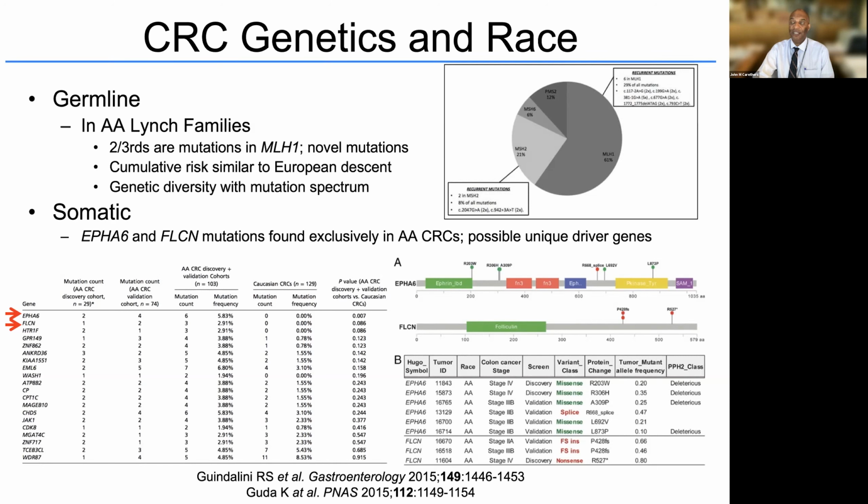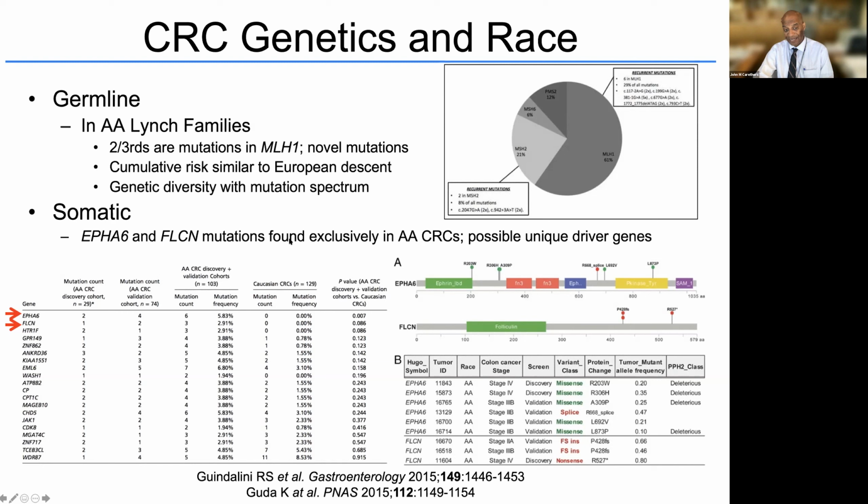Are there differences in the type of germline mutation? Well, the most comprehensive study was on Lynch families by Sonia Kupfer's group at the University of Chicago, published in 2015. They looked at African-American Lynch families, and instead of just about 50% in white patients being MLH1, 2/3 of mutations in African-Americans were MLH1, and there were some novel mutations, but the cumulative risk for cancer was very similar to anyone of European descent, and it just shows the genetic diversity within the mutation spectrum. So what that means is it's the same genes involved, although there might be some unique mutations that might segregate to certain races or ethnicities.